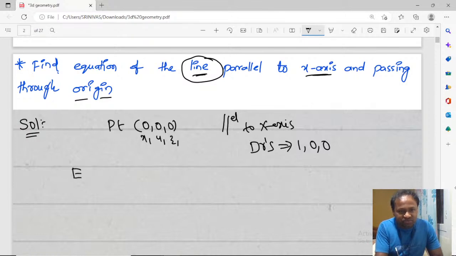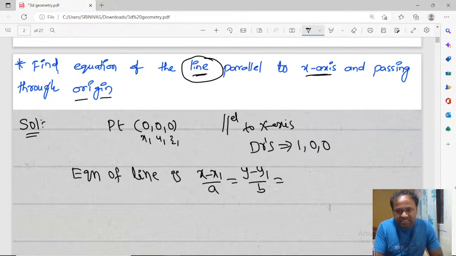Okay, so the question is the equation of the line. What is the equation of the line? x minus x1 by a is equal to y minus y1 by b is equal to z minus z1 by c. Okay, so this is a most important problem, and certainly one-mark questions are important, so that's why we need to do each and every problem carefully.